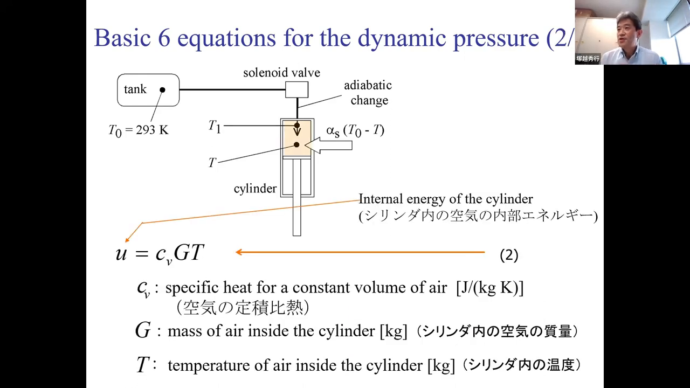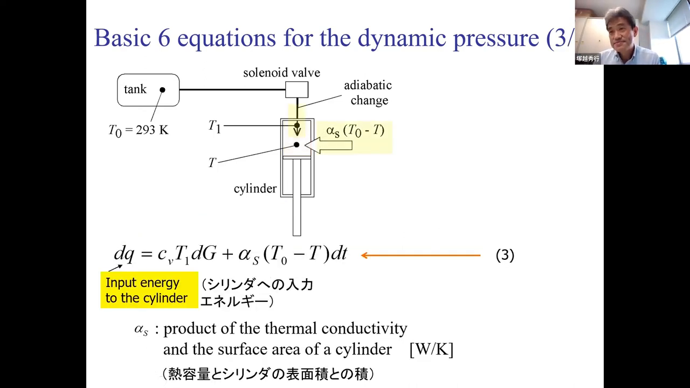Okay. So next, the second equation shows the internal energy. Internal energy itself is expressed by the specific heat at constant volume times the mass of the air inside the cylinder G and the temperature inside the cylinder T. Next, third, how large is the input energy added to the cylinder? DQ can be expressed by the following two terms. One is the heat energy supplied from the tank, and the other is the heat energy added from the cylinder surface.